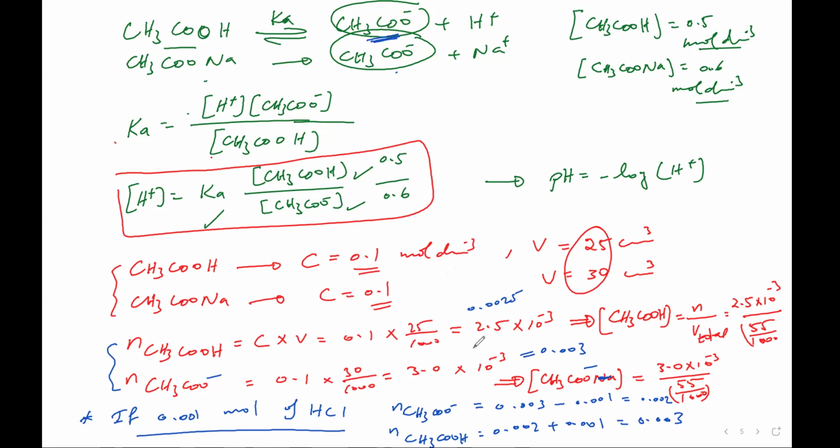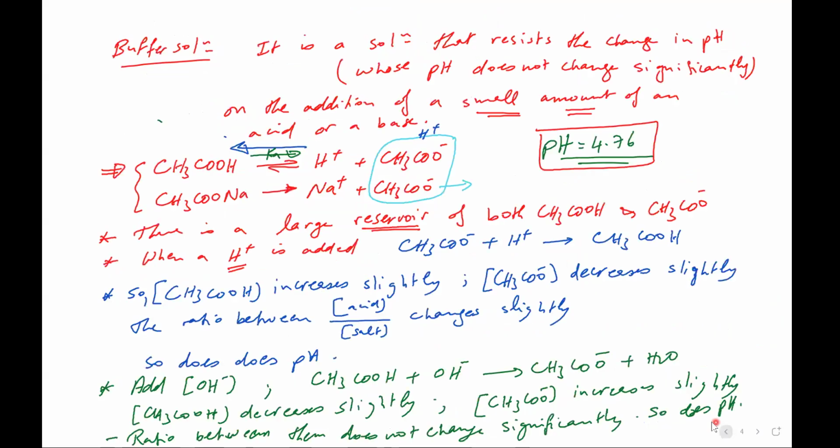Would you like me to complete it? I did it, but would you like me to complete? If they said that 0.001 moles of HCl is added to this buffer, show that the pH does not change significantly, as we said here. We said that the pH does not change significantly on the addition of a small amount of acid. So we want to prove this.